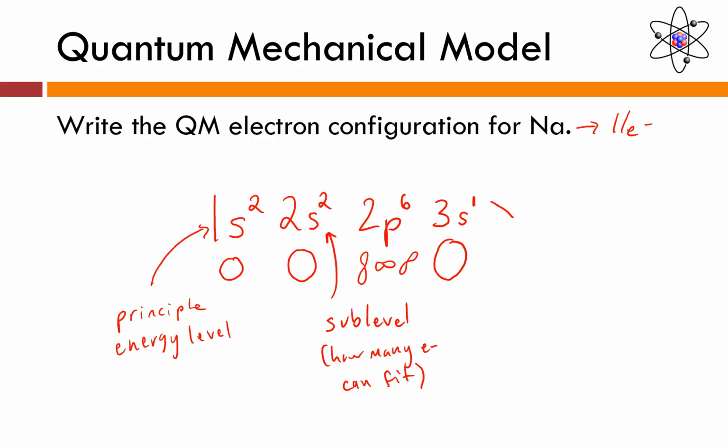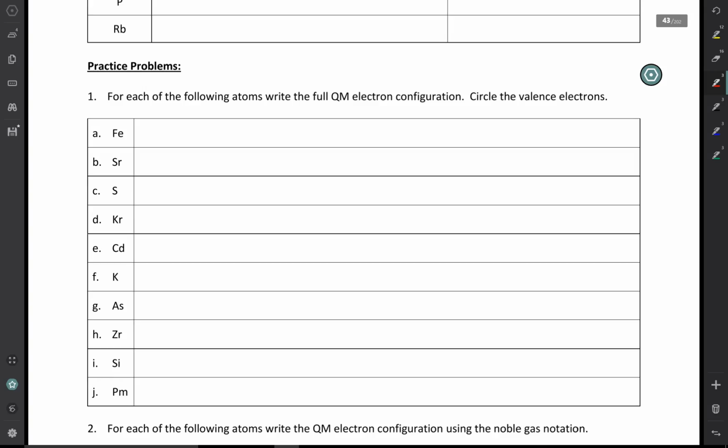Finally, we've got this superscript. The superscript is telling us specifically the number of electrons held within that energy level and sublevel. So in this case, we have just the 1 electron in the 3s sublevel. Let's work on some practice problems with this concept.